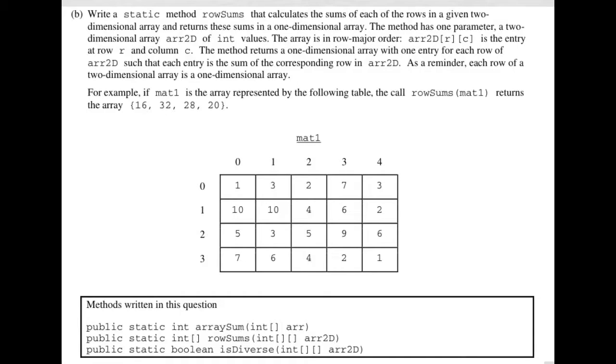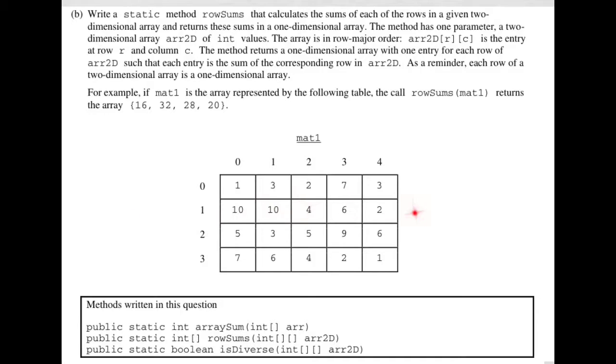For this one, it says write a static method, rowSums, that calculates the sum of each of the rows in a given two-dimensional array, and returns these sums in a one-dimensional array. Okay, so let's think about that one more time. I'm given a 2D array, probably something like this. Calculates the sum of each of the rows. So it adds this up, puts it into a first entry in a one-dimensional array.